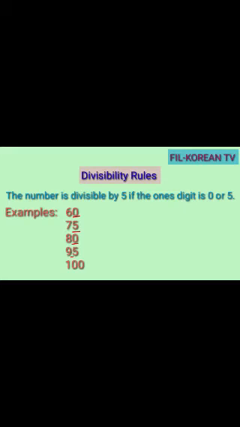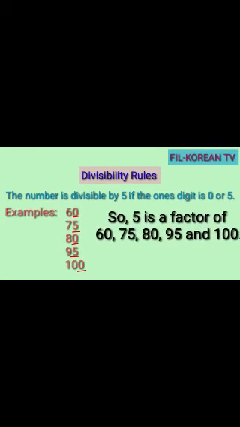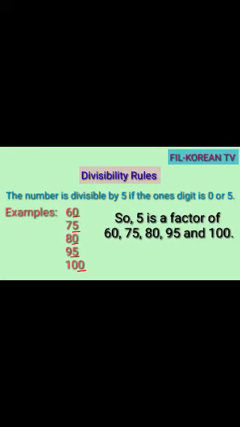Okay, tingnan niyo yung mga numbers na ito. Nagtatapos sa 0 at 5. Kaya naman, pwede itong ma-divide sa 5. So, 5 is a factor of 60, 75, 80, 95, and 100. At kapag i-divide natin ang bawat number na ito sa 5, yung answer nila ay factor din ng given number.